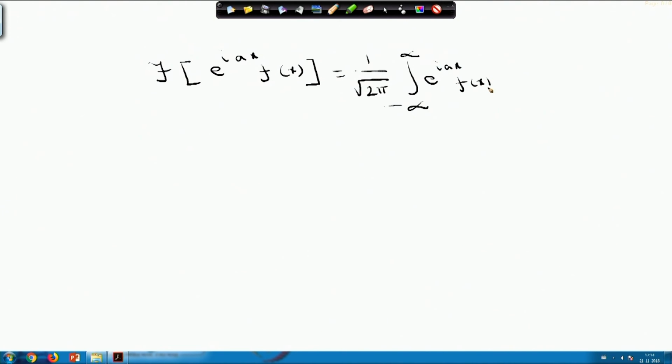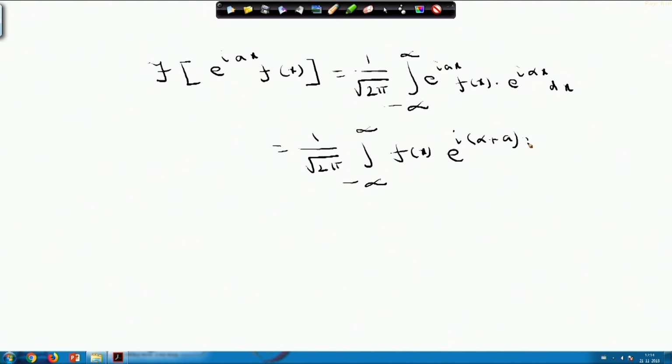This is the value of this into e power i alpha x into dx. This equals 1 by root 2 pi, integral from minus infinity to infinity f(x) into these two terms. If I add the e power terms, it will be e power i into (alpha plus a) into x dx. Now, see this integral.